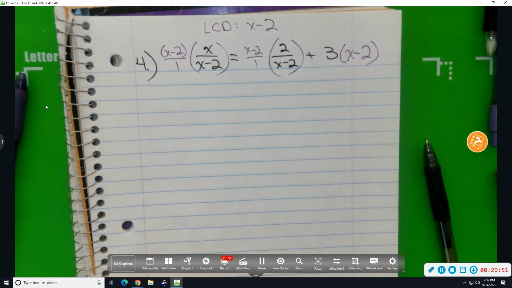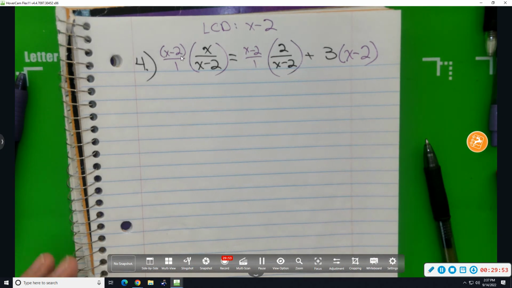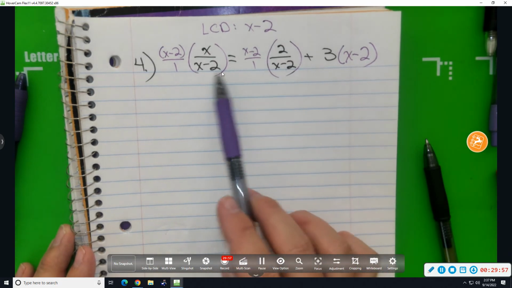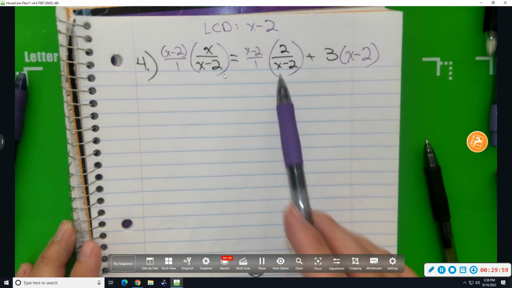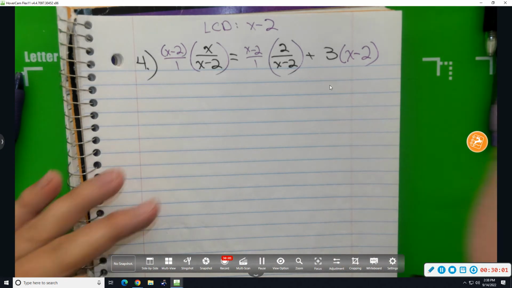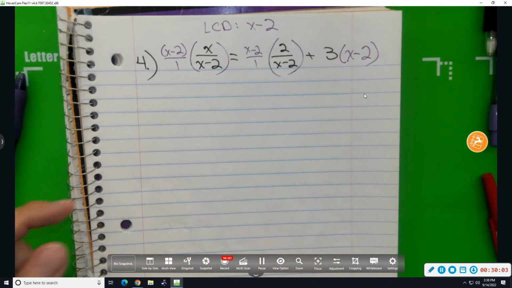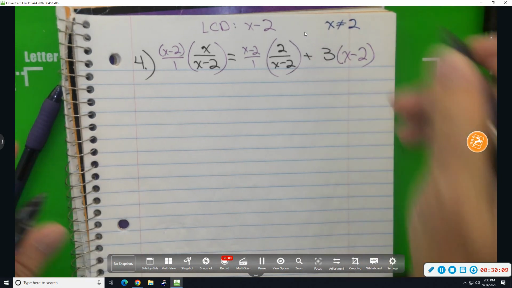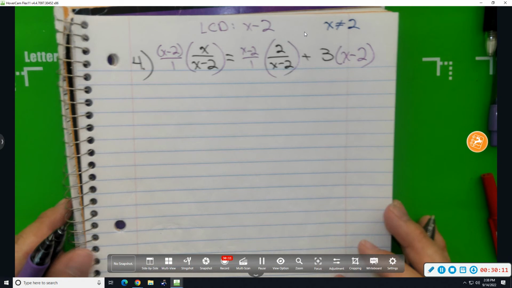And I should make a note. Remember, what did y'all say was the only number that would be unacceptable for x? When do we get denominators of 0? 2. So let's make a note. I'm going to just write this off somewhere on the side. X cannot equal 2. So if at the end of this problem we get x equals 2, we've got to cross it out.